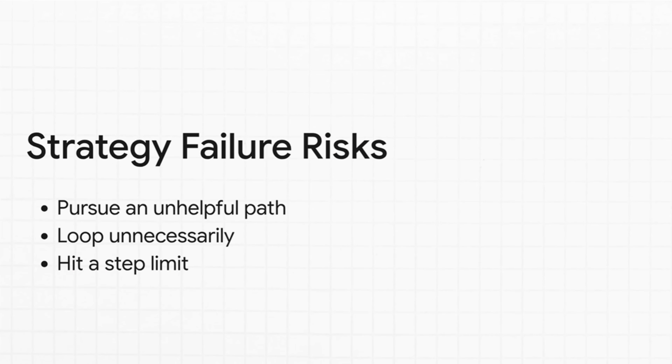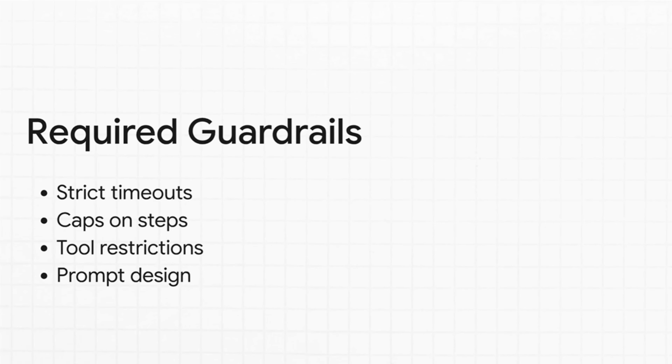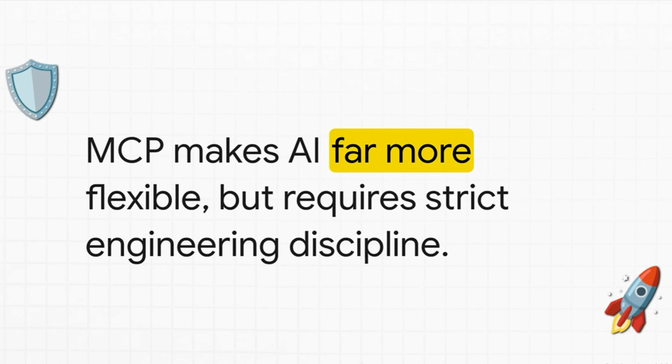So there is also the risk of strategy failure. An agent might pursue an unhelpful path, loop unnecessarily, or hit a step limit without reaching a conclusion. Managing this requires guardrails like timeouts, caps on steps, tool restrictions, or carefully designed prompts. In short, MCP or agentic AI makes your system far more flexible and powerful, but it requires more engineering discipline. Hearing all this, you might think, which one do I choose? The truth is, it's not either-or. In fact, the real state-of-the-art solutions often combine these approaches.